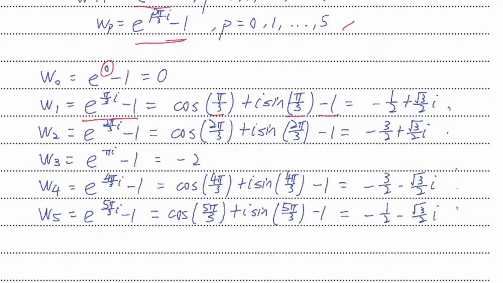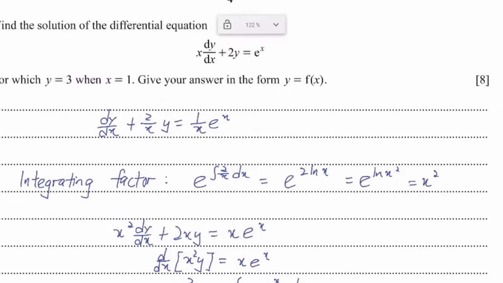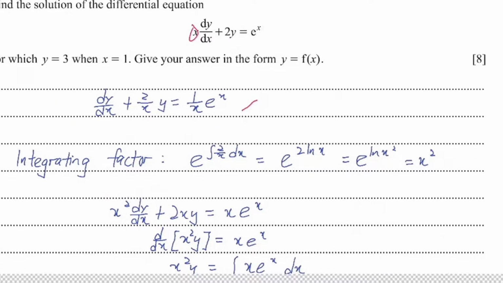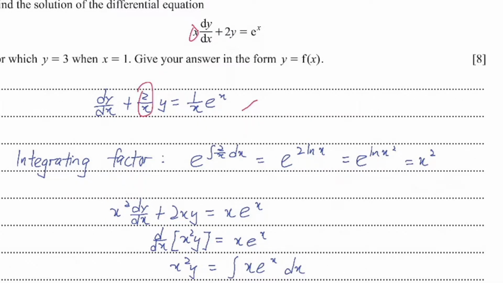Okay, so let's look at the next question. Find the solution of this differential equation, when y equals 3 and x equals 1. So for the first step, we need to look at the standard form. Because we have got an x before this dy dx here, we need to divide the whole thing by an x here. That's okay, we're getting what we need in the integrating factor.